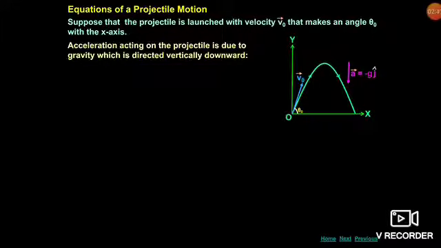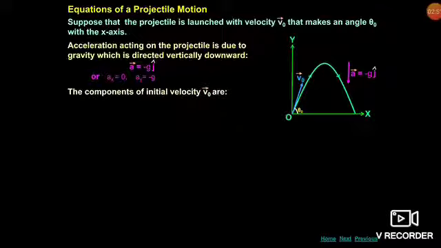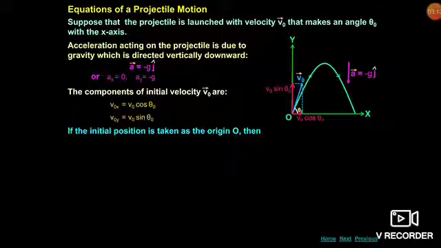Acceleration acting on the projectile is due to gravity, which is directed vertically downwards. A will be minus g j, ax will be 0 and ay will be minus g. The components of linear velocity v0 are, you can see on the screen also, v0 cos theta naught and v0 sin theta naught along the x-axis and y-axis respectively. If the initial position is taken as the origin O, then x0 and y0 both will be 0.